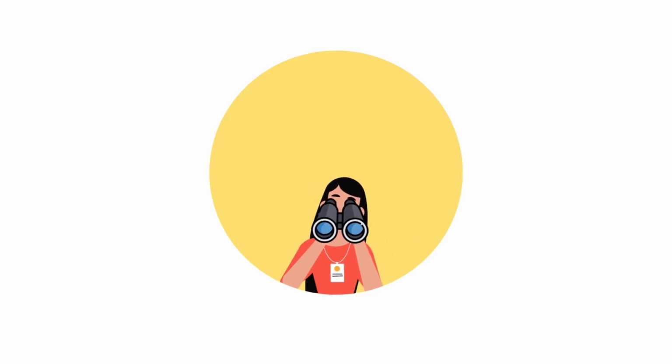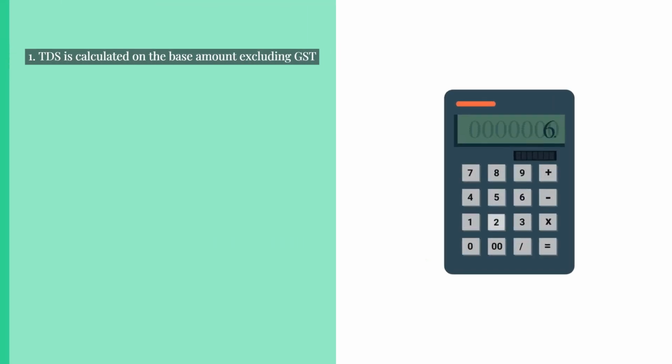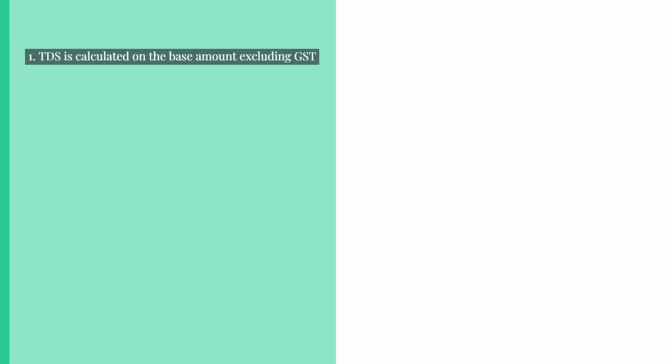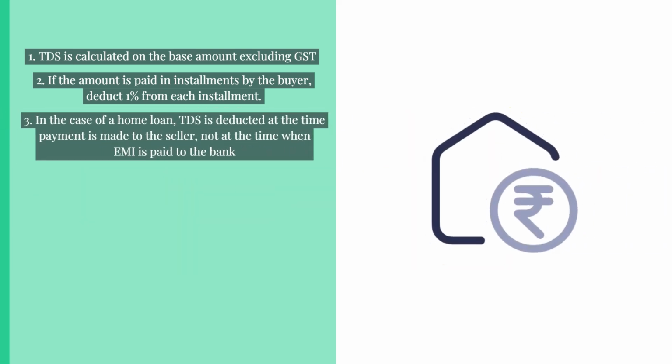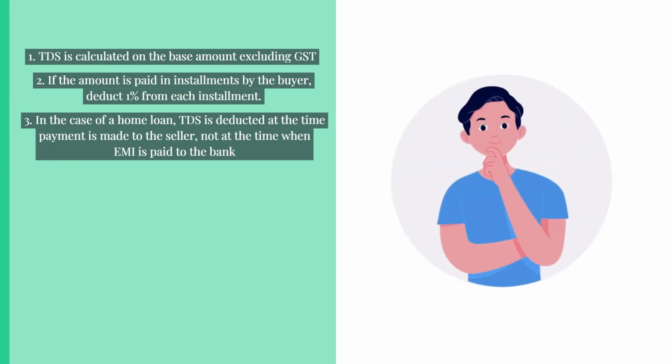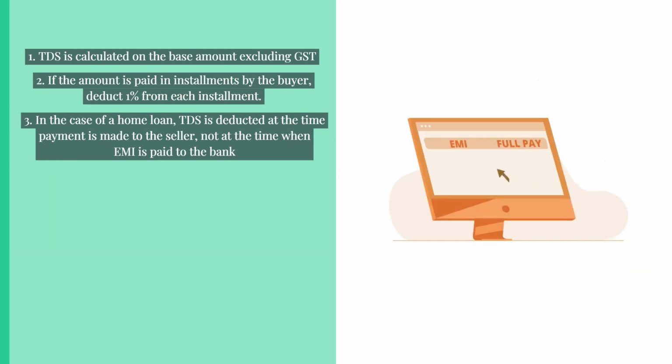Let's have a look at some of the points to be noted. First, TDS is calculated on the base amount excluding GST. Second, if the amount is paid in installments by the buyer, deduct 1% from each installment. Third, in the case of a home loan, TDS is deducted at the time payment is made to the seller, not at the time when EMI is paid to the bank.